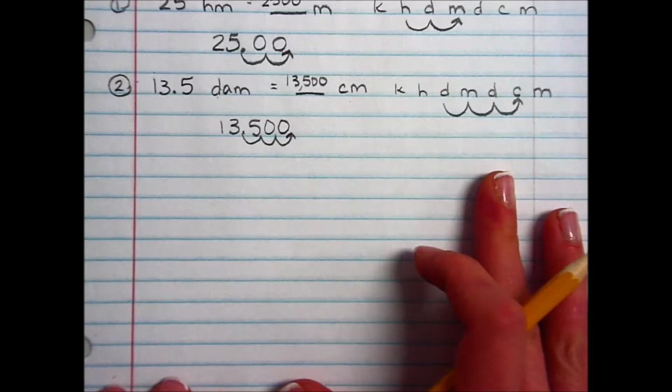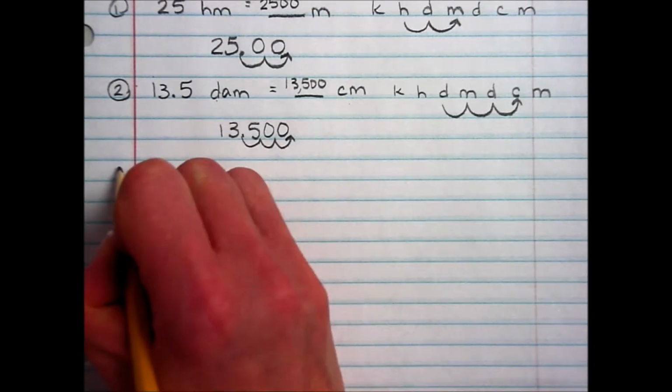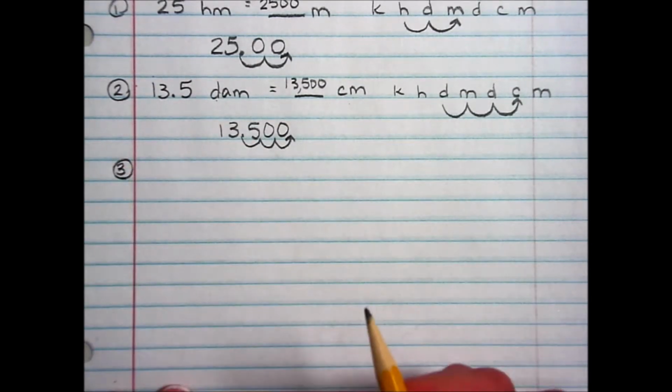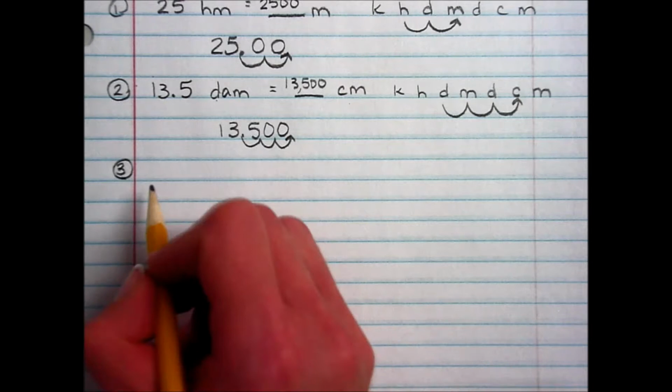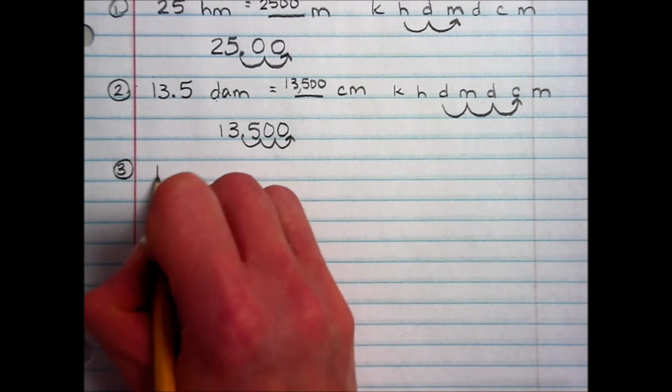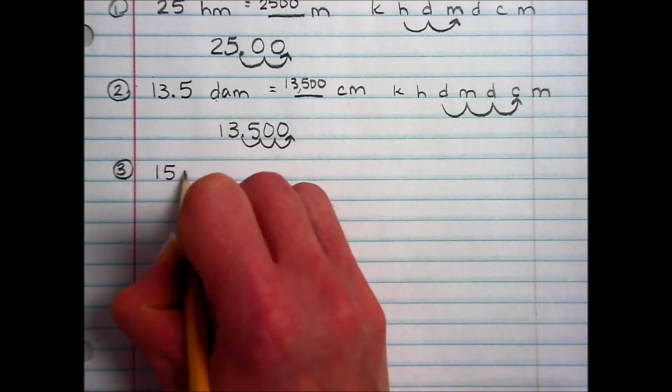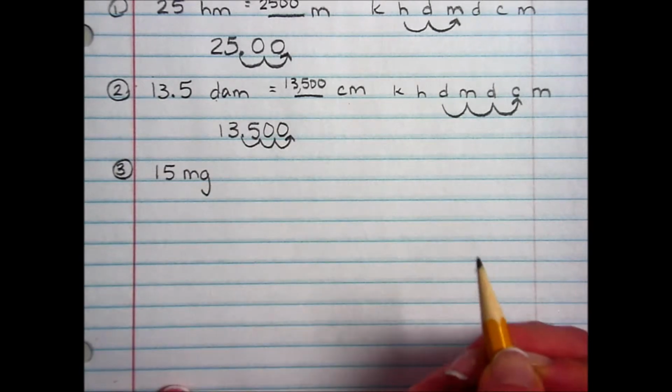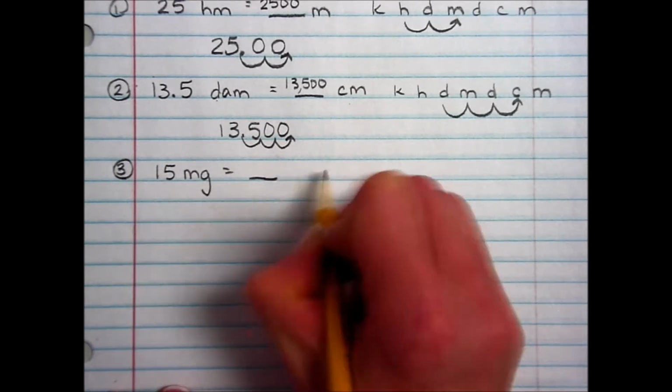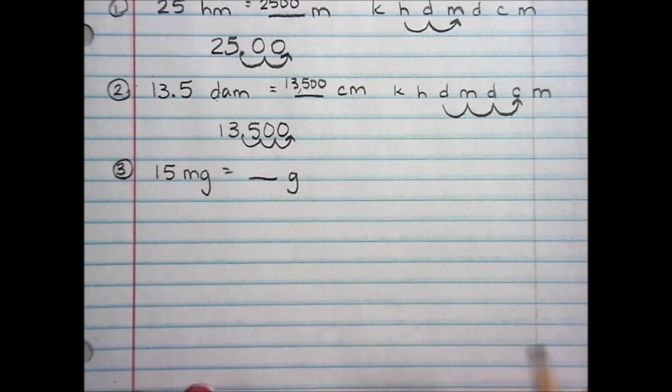Question. Okay, one more. We're going to try going a different way. Yes, William? So every time you jump, don't you just like add a zero? If needed. Sometimes the numbers will already be there. The digits will. All right, let's say we have 15 milligrams. How many grams will that be?